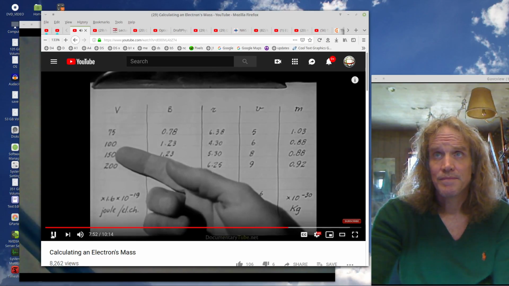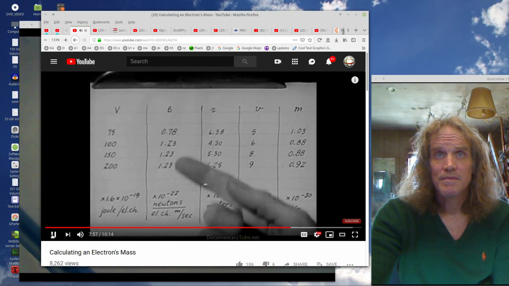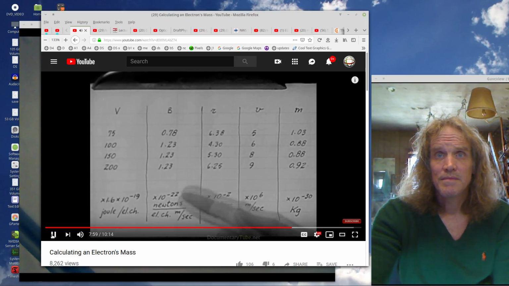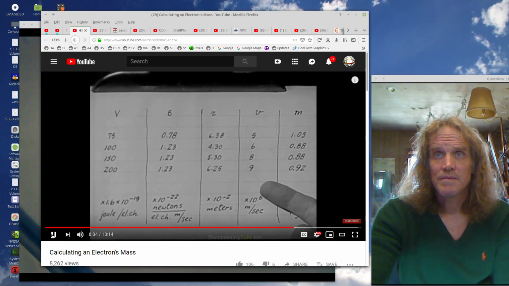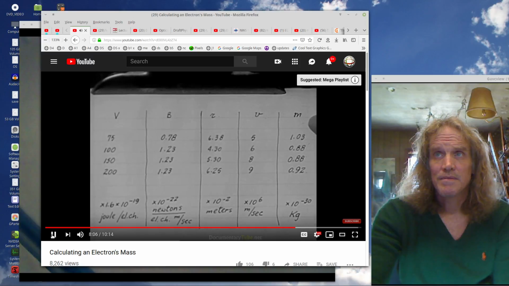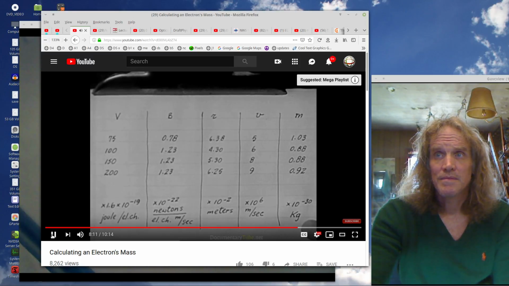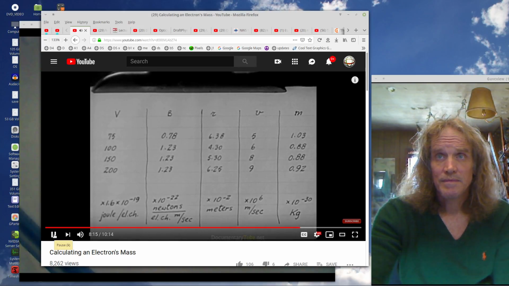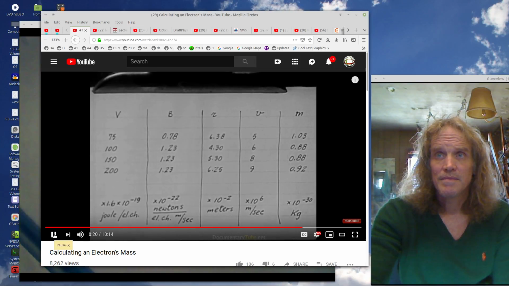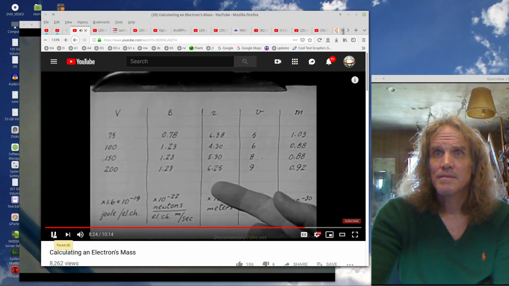Here you can see that although the accelerating potential varies quite a bit, and the field varies, giving different values for the radius of the circle and for the velocity of the electrons, still, the value that we get for m turns out to be always just about 10 to the minus 30. In other words, no matter how we do this experiment, we always get about the same value for the mass of an electron. We can also check very easily how the radius of the electron beam depends on the voltage and current.